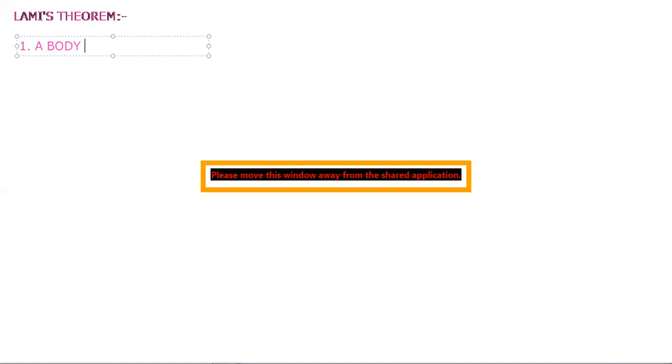Now, what is the Lamin's theorem? For the Lamin's theorem, basically three forces are required. There are certain conditions for the Lamin's theorem: a body must be in equilibrium.